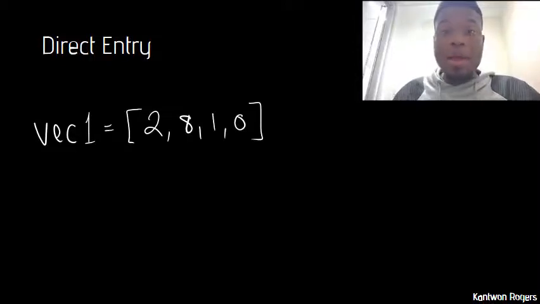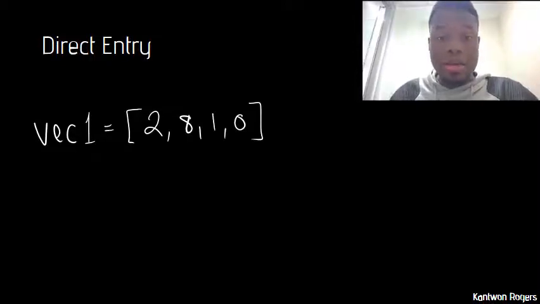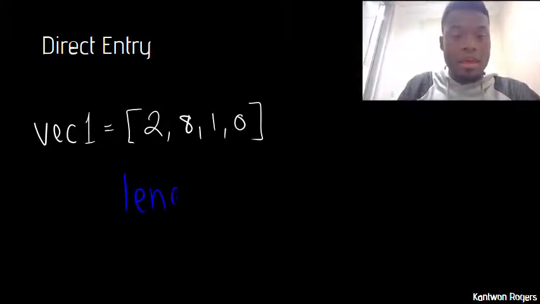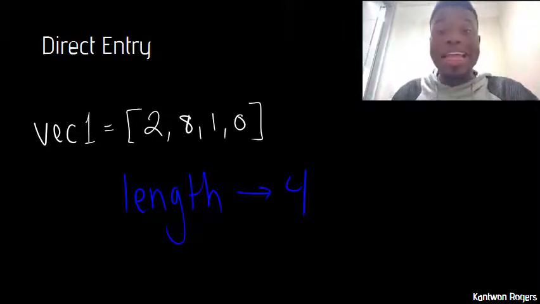So when I'm creating vectors using the direct entry method, using the commas to separate my values is optional. I could just put spaces. However, using commas makes your code more readable. And just as another note, we've created this vector using the direct entry method. We added 4 numbers to it. So what we would say is that the length of this vector is 4. The length of a vector is the same thing as the number of values inside of it.